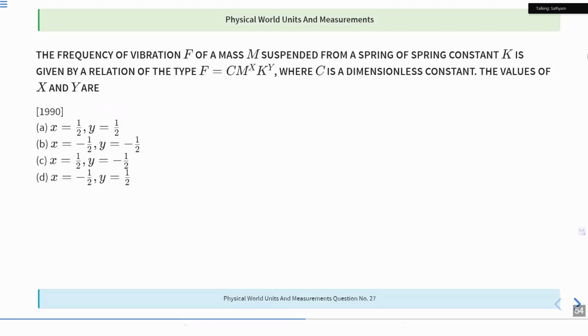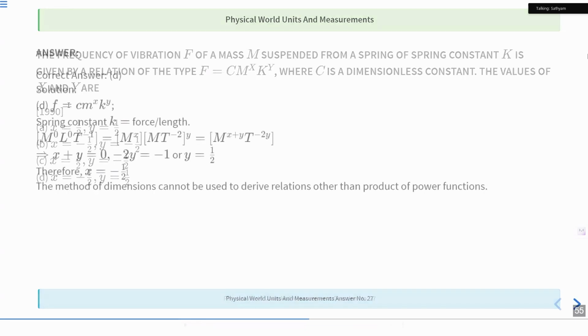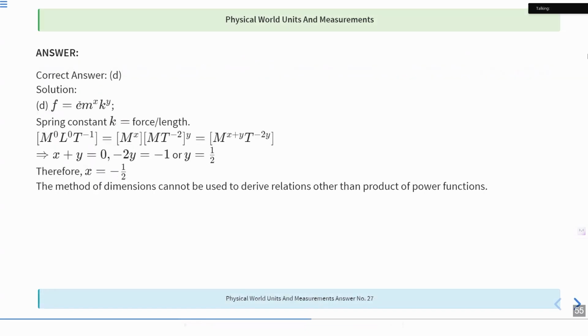The frequency of vibration f of mass m suspended from a spring of spring constant K is given by a relation of this type. Just note this down. Again, they have given you the relation, so focus on the formula. I hope it's clear. Going further, f is equal to C m^x K^y. What is K? Force upon length, correct? This is what you should know.